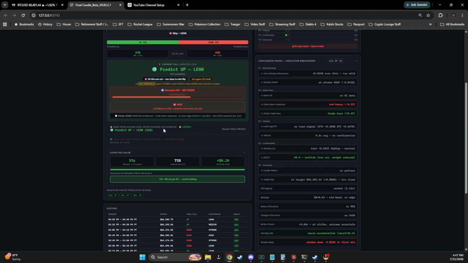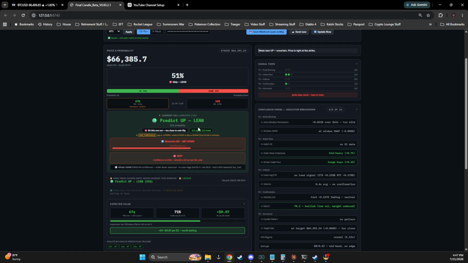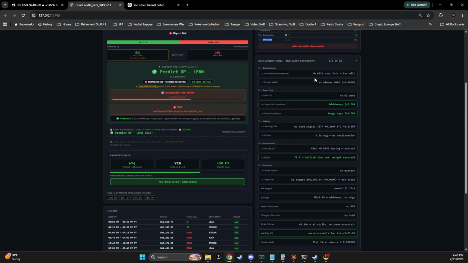But all right, let's go through this. We got a predict up lean. Why do we have a predict up lean? You have 5 out of 5 signals that are currently firing in agreement, out of 22 total. Up here you have your tiers: early warning, order flow, volume, confirmation, and structural. As you can see, none of these are firing right now, but our order book imbalance is firing with a heavy bid. Whale trade flow has some large buys.